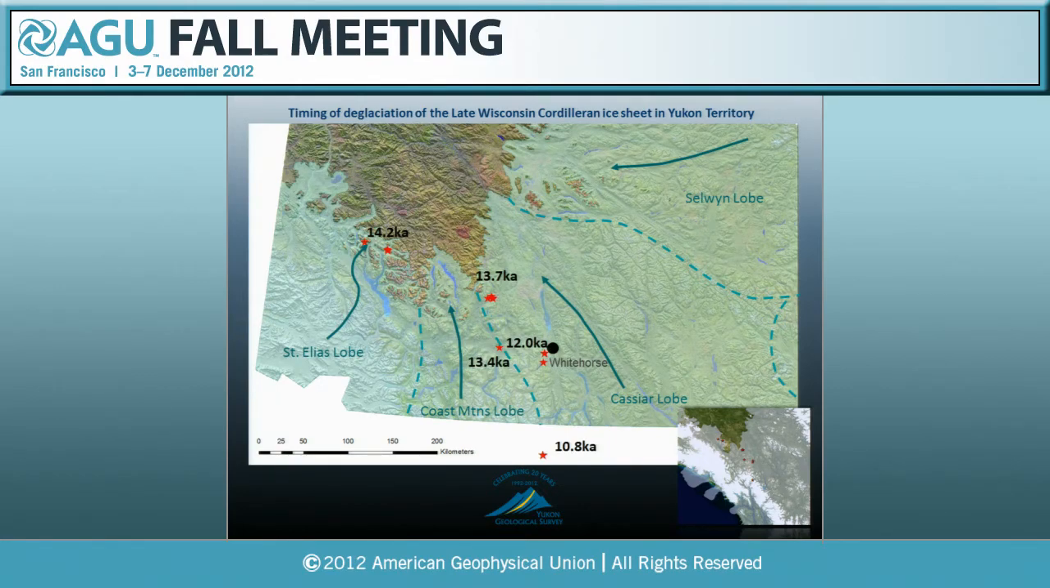I'll get into the details of some of these groupings in a minute. And as we work back from the limit, we get sort of mid-retreat position ages of around 12 and about 10.8 for sort of deglaciation of the accumulation zones for the ice sheet.